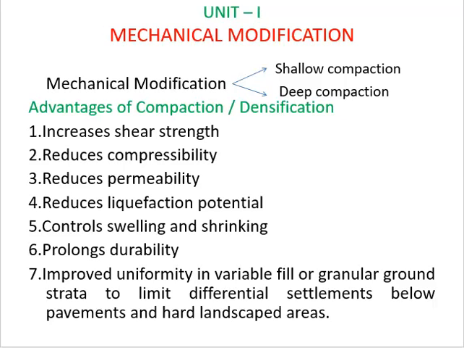Unit 1, second chapter is mechanical modification. Mechanical modification can be done either by shallow compaction or deep compaction techniques. The advantages of compaction are to increase the shear strength, to reduce the compressibility or settlement, to reduce permeability, to reduce liquefaction potential, to control swelling and shrinkage, and to increase the durability. So it also decreases the differential settlement.